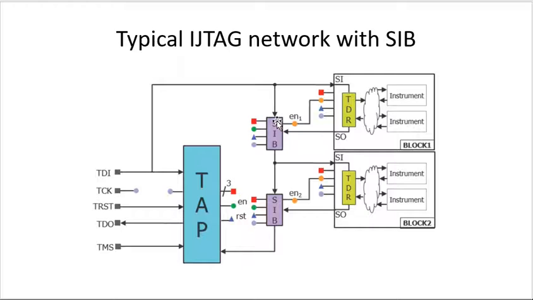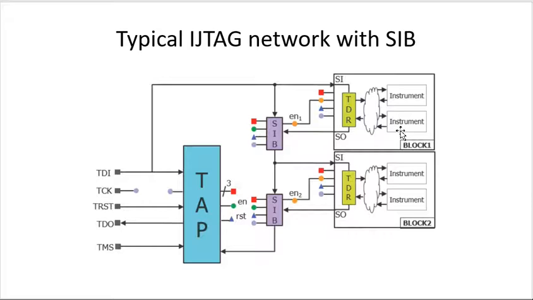Next we are going to talk about the typical IJTAG networks with the SIB. This basically comes into the picture wherein HBM DRAM testing is being involved. We receive the HBM DRAM dice, known as the known good dice, from the memory vendor. ICL, which stands for Instrument Connectivity Language, plays one of the major roles in the connectivity of the typical JTAG networks.